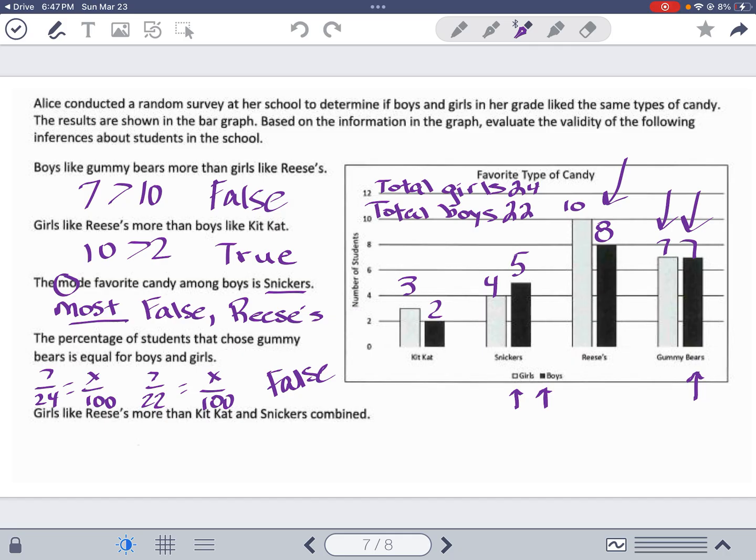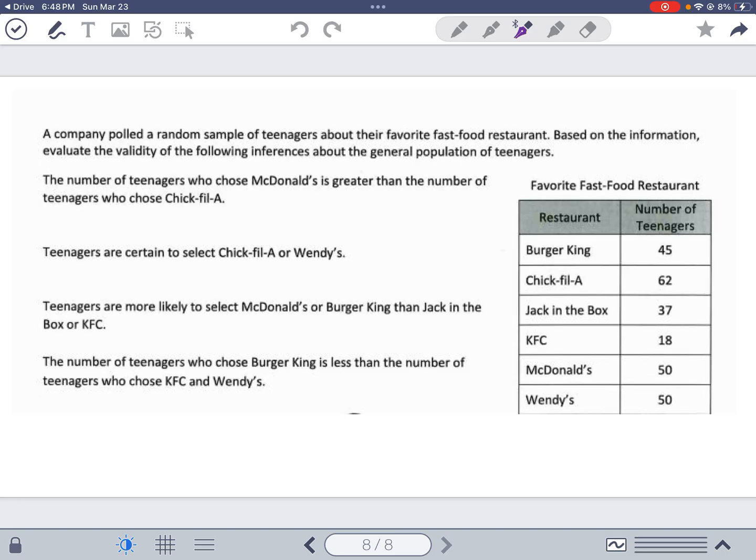Girls like Reese's, so girls with Reese's is 10, more than Kit Kat and Snickers combined. Well, Kit Kat for girls is 3, Snickers for girls is 4, and 3 plus 4 is 7. So that one is true. So all we're doing here is looking at our bar graph and making some inferences based on the data that they gave us.